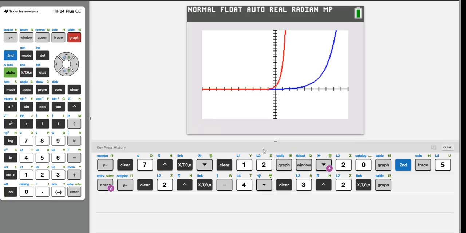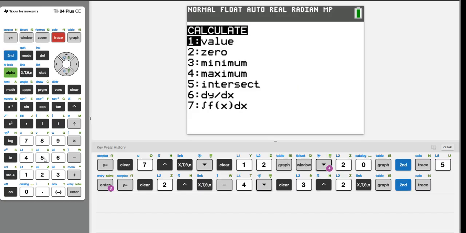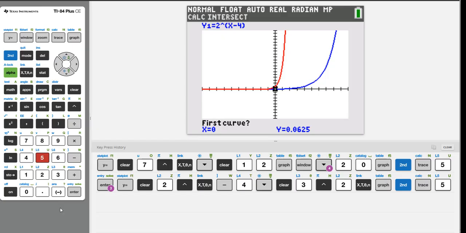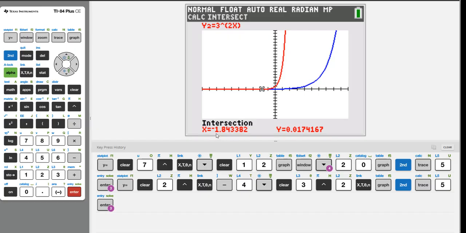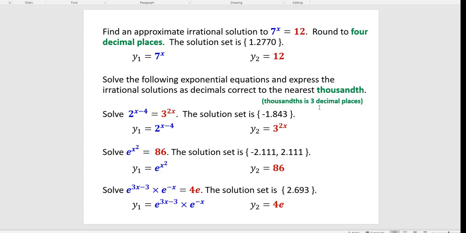We can see the intersection point on this graph. We do not need to reset the window. Press second, calculate. Select number 5, intersection. Press enter 3 times. Notice the intersection, x equal to negative 1.843382 at the bottom of the screen. This problem asks for an answer with 3 decimal places. Rounding to 3 decimal places, our answer is negative 1.843.